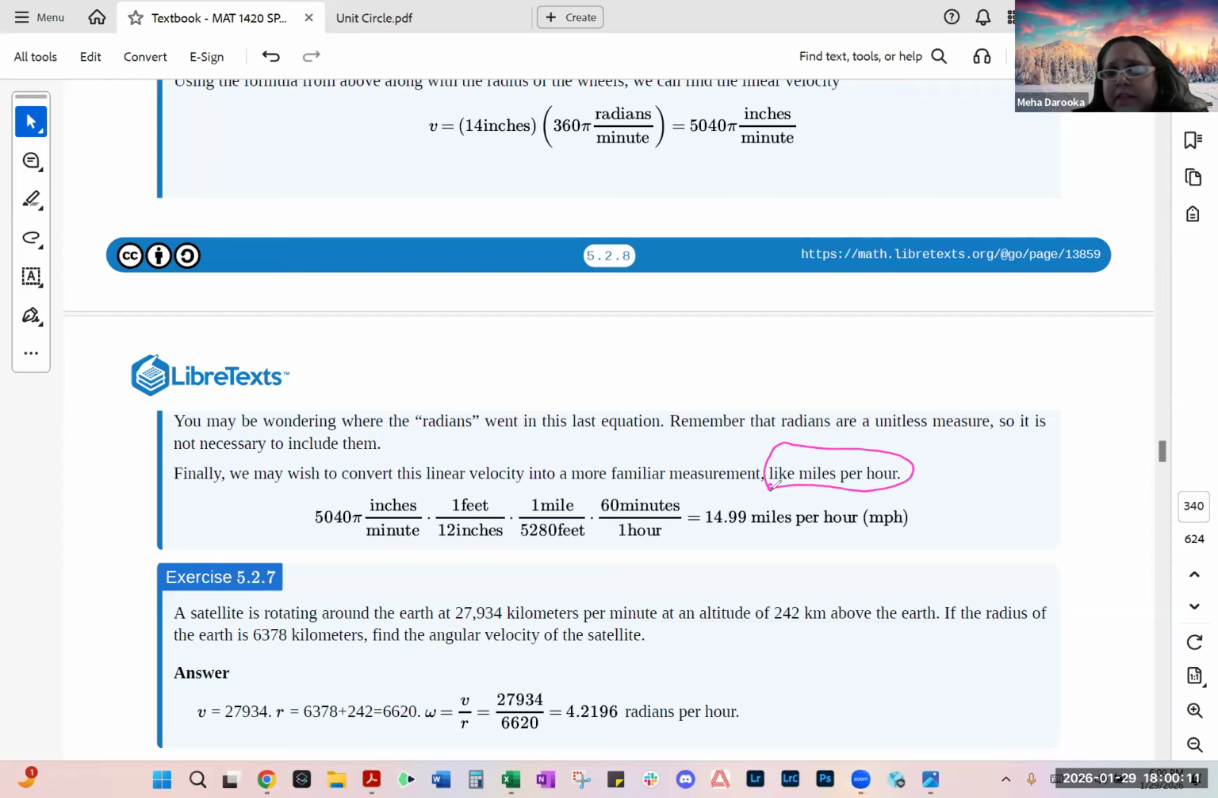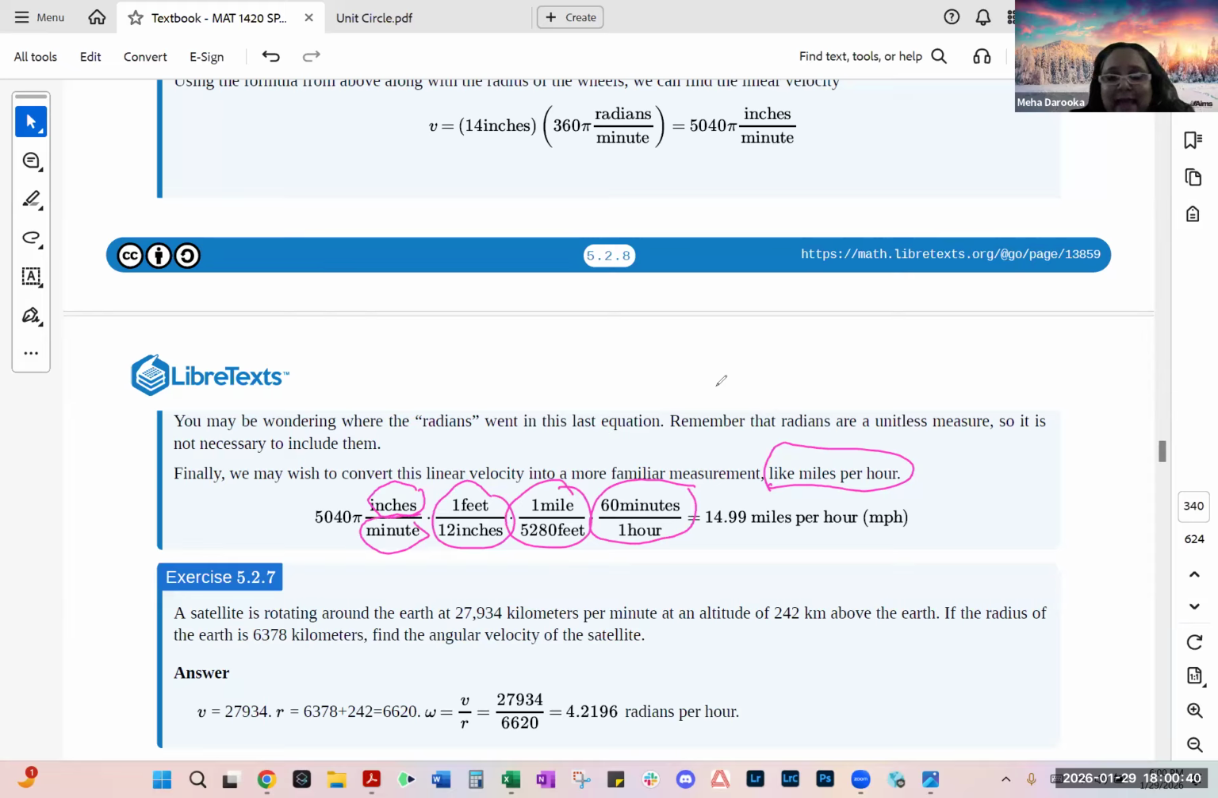So obviously, a couple different multiplications will need to be done here. We need to convert inches to miles, and you can see they went from inches to feet, feet to mile, and so we can get the conversion into miles. And then since our time was in minutes, we need to convert it from minutes to an hour. So you will see the conversion is going from 60 minutes to 1 hour.